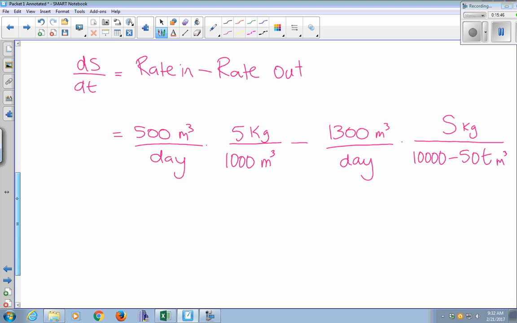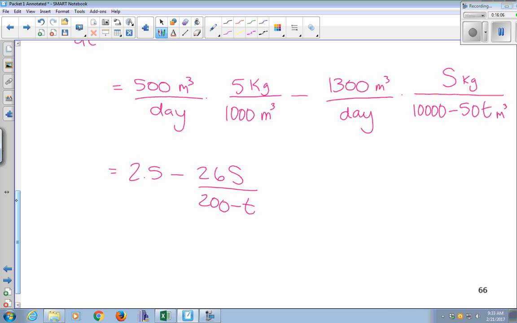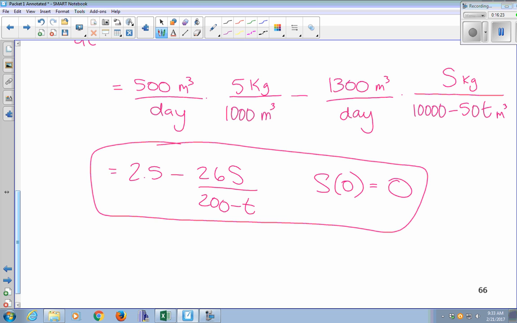And then we simplify and you get 2.5. I'm just going to leave out the units for right now. 2.5 minus 26S over 200 minus T. And then my initial condition, Keith just said it, how much salt was in the water at time 0? The water was clean, so S of 0 is 0. It's my initial condition. So that is my initial value problem for this stream.